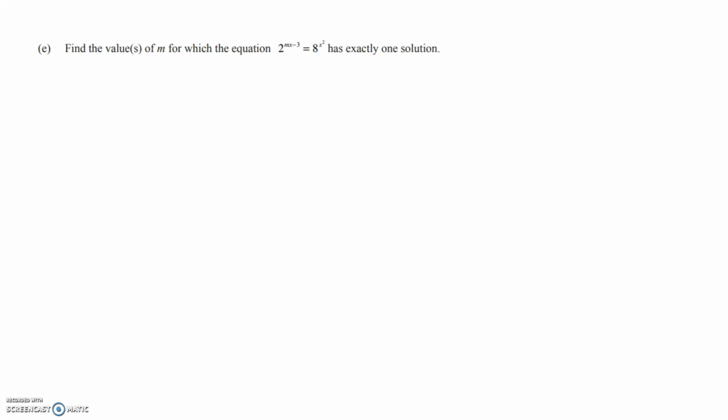So we've got to find the values of m for which this equation has got exactly one solution. Now you could use logs to do this, but you don't need to if you spot that 8 is equal to 2 cubed. Okay, so we're looking for the values of m for which this equation has got exactly one solution. So let's rewrite it like this.